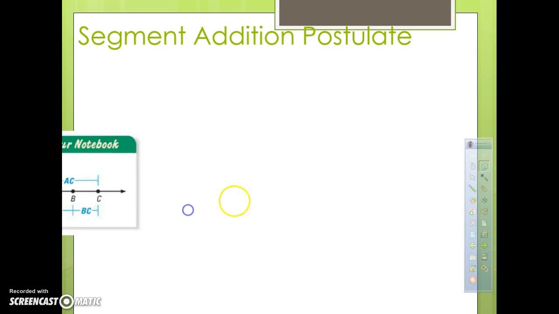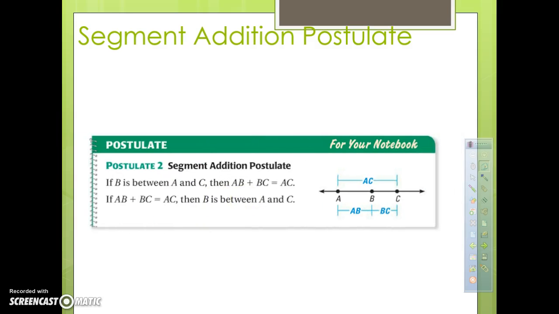So the segment addition postulate today is August 25. Here's what the segment addition postulate says. If B is between A and C, then the distance from A to B plus the distance from B to C is equal to the total distance A to C.